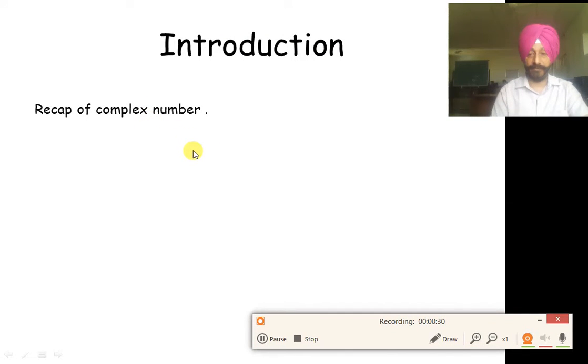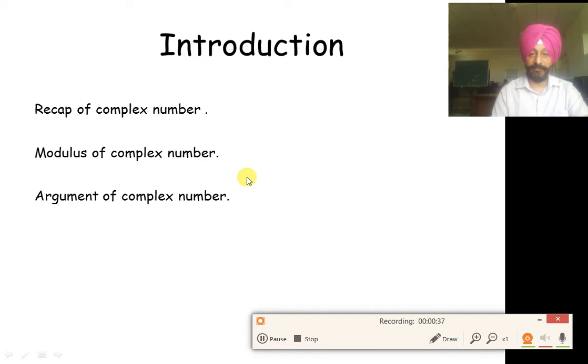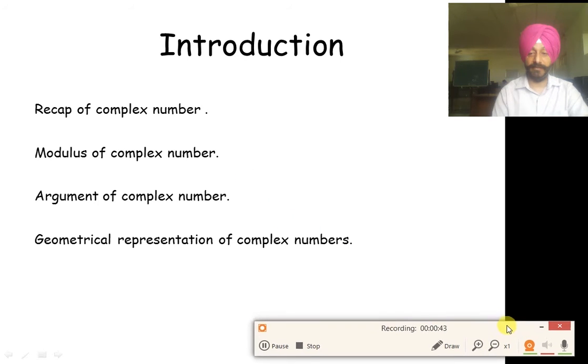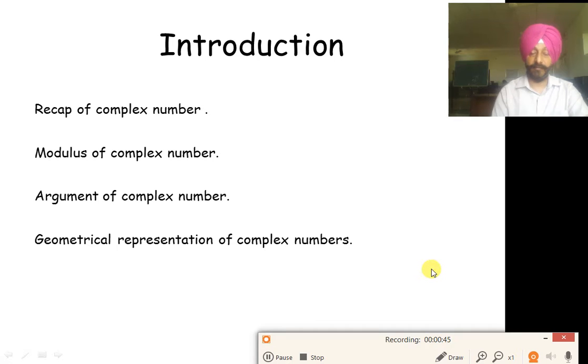Recap of complex number. Here we see modulus of complex number, argument of complex number, and then geometrical representation of complex number. Okay, how do we represent geometrically a complex number?